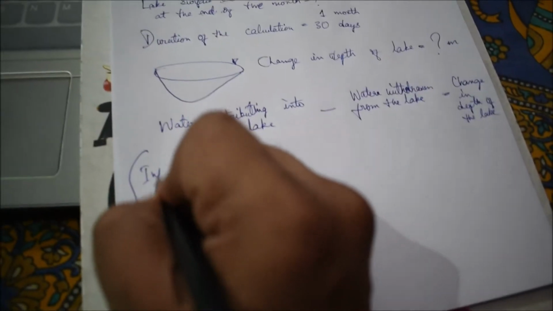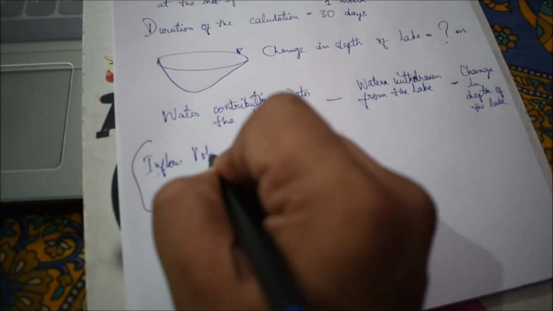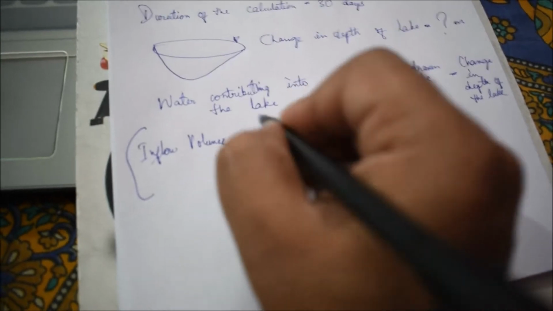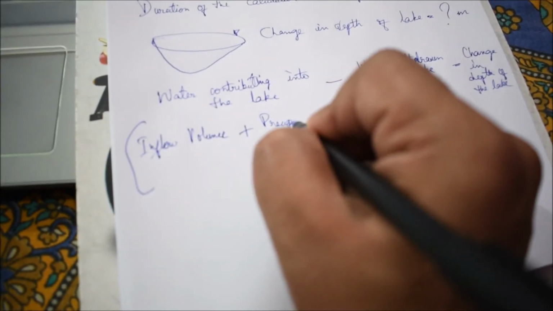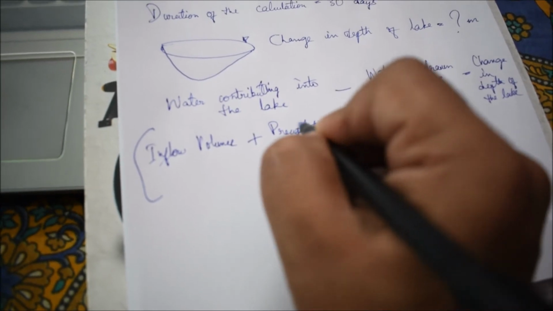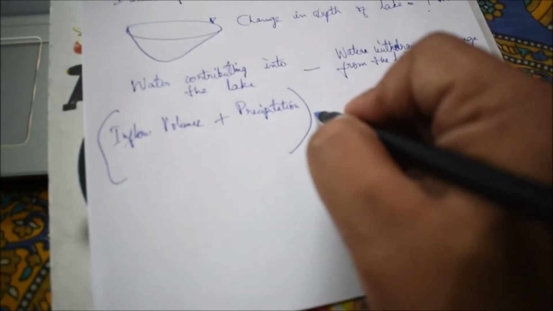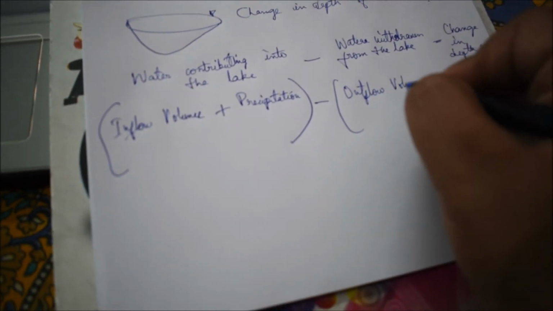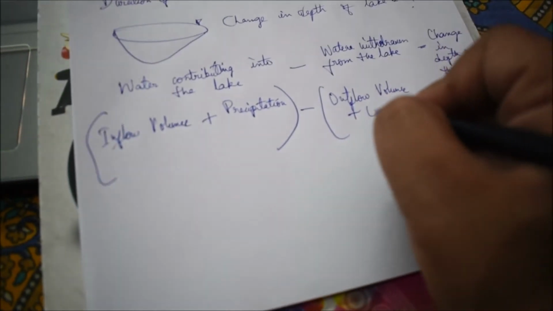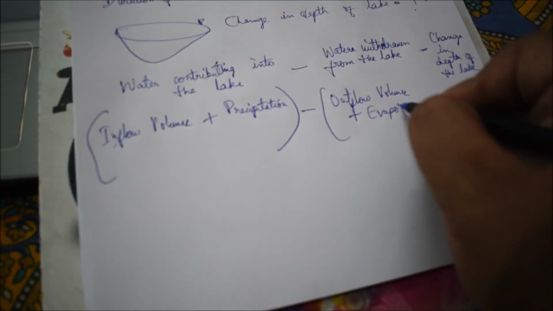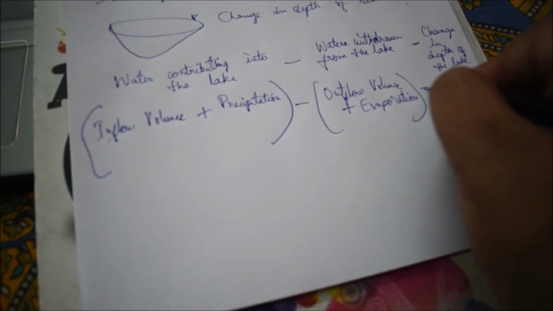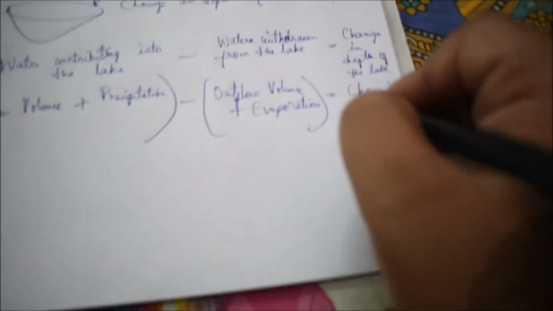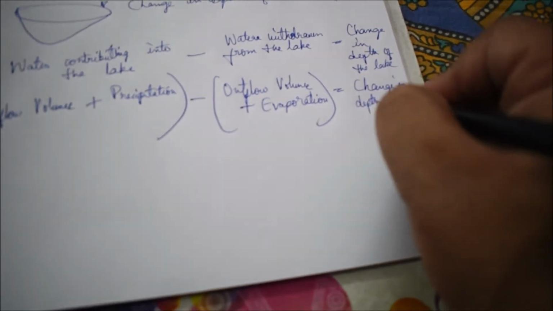So it is inflow volume plus precipitation minus outflow volume plus evaporation, which will give us the desired result of change in depth of the lake.